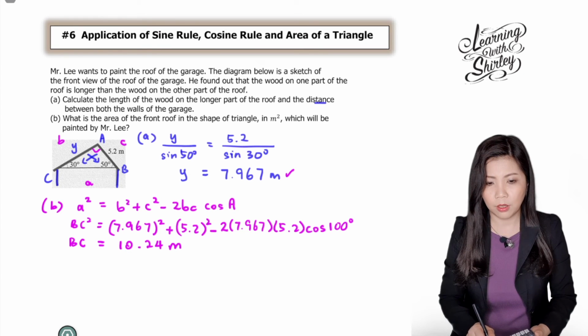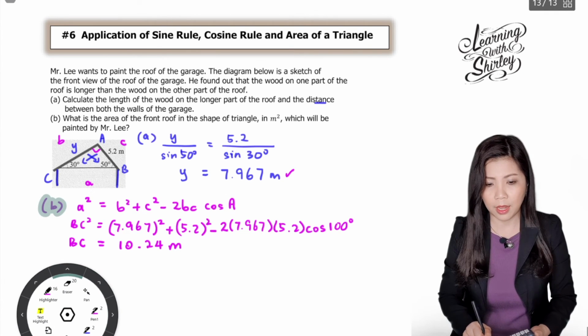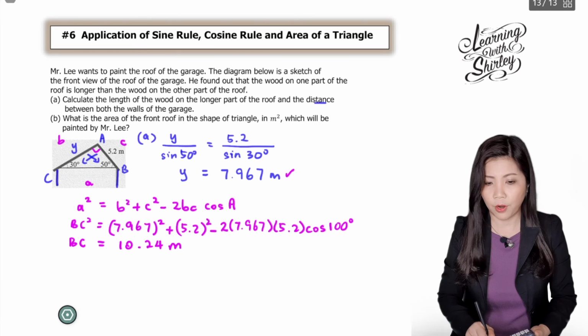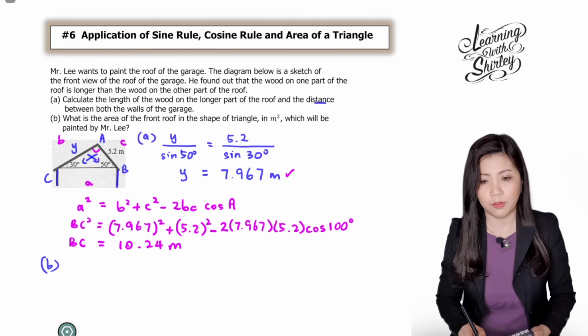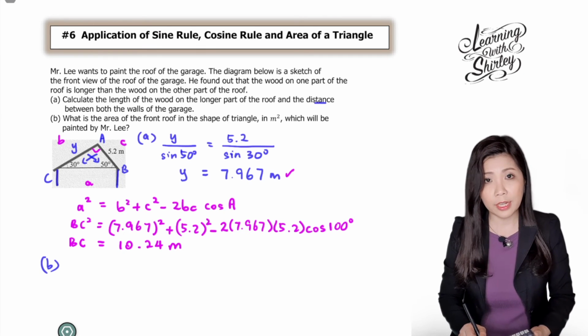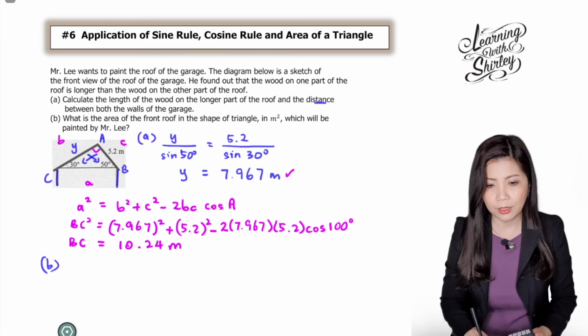Now let's solve for the next one. Okay, this is not B, this is still under A. So next one, let's solve for area. This is B. What is the area of the roof in the shape of the triangle in meter square, which will be painted by Mr. Lee? For this, we're going to use the area formula, which is half ab sine C.